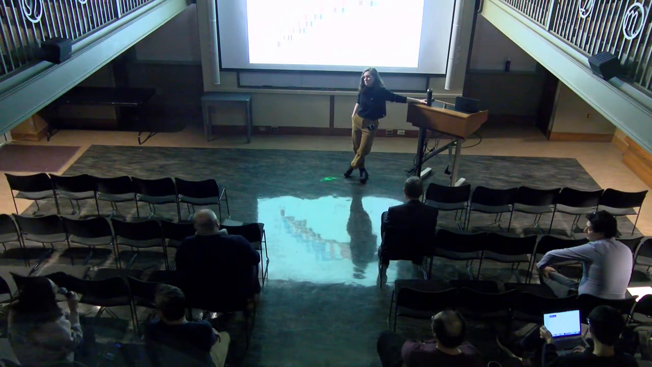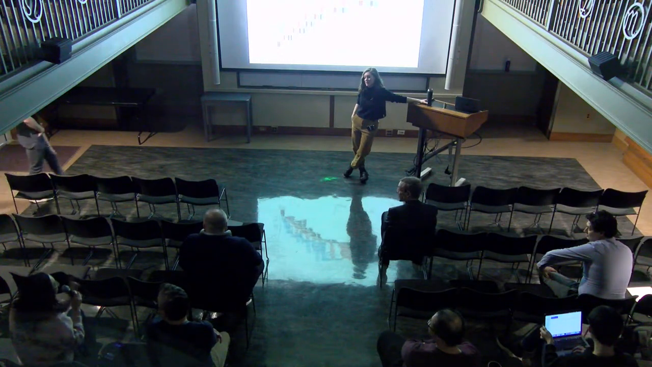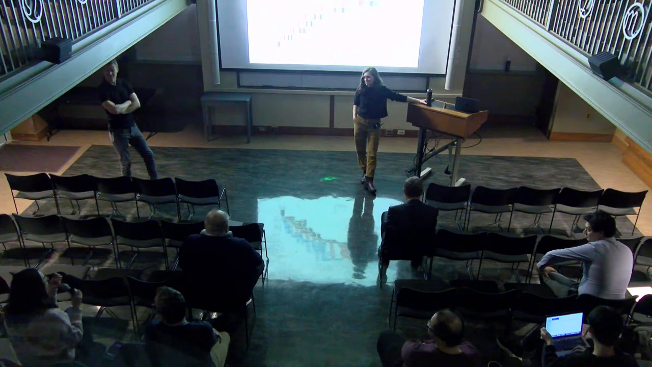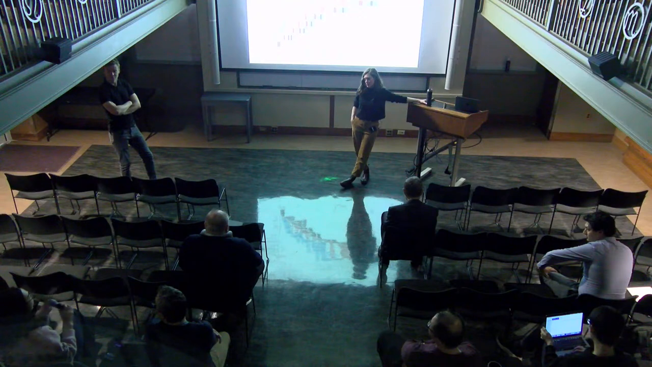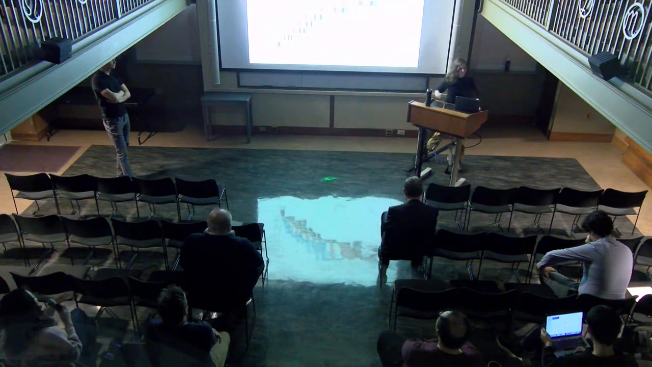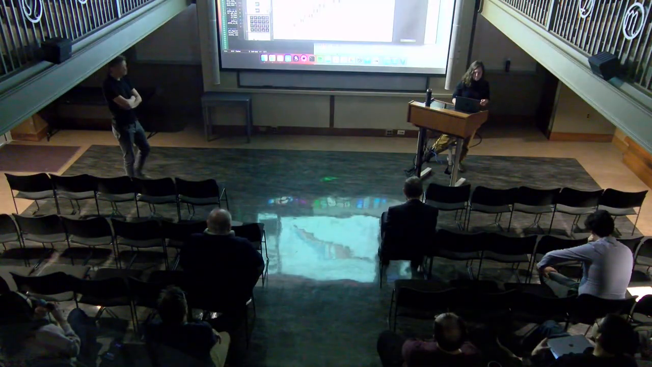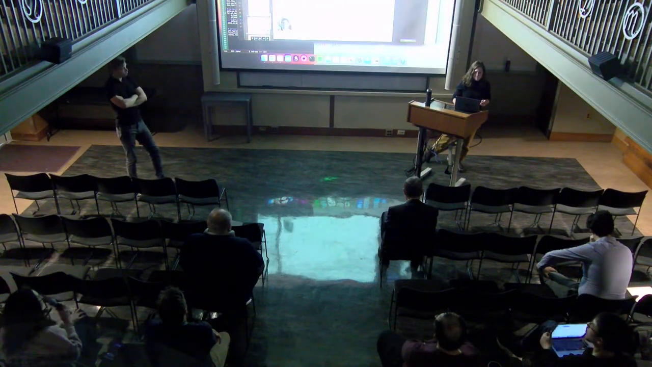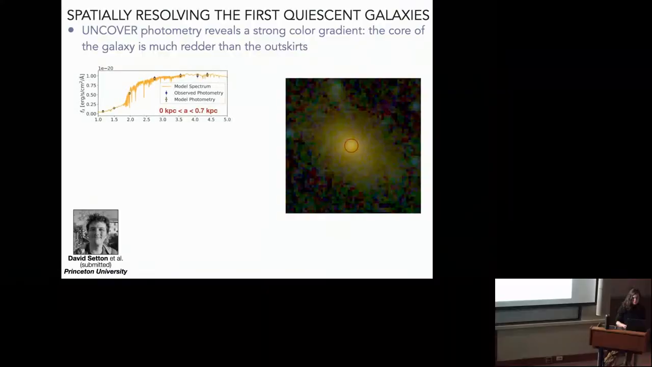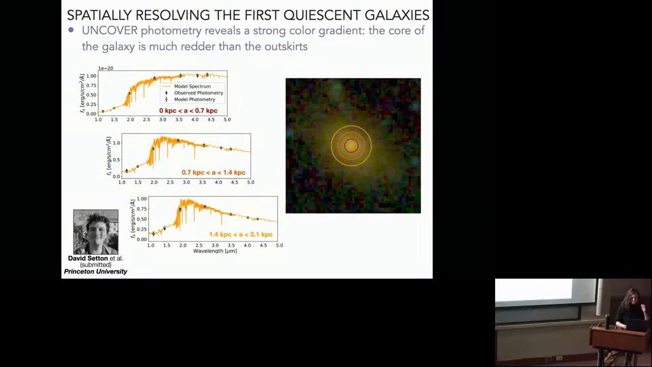I have another question about the spatially resolved study of the first quiescent galaxy. I was really surprised to see that it has a really old core, because I thought massive quiescent galaxies at high redshifts are all expected to be post-starbursts. And if the starbursts happen in the central region, it would have younger cores. But if it has an old core, so it didn't have starbursts in the past, how do you think it could have formed such a high stellar mass in such a young universe?